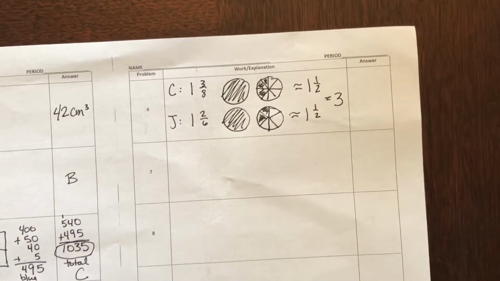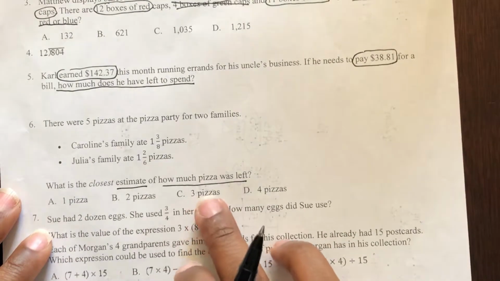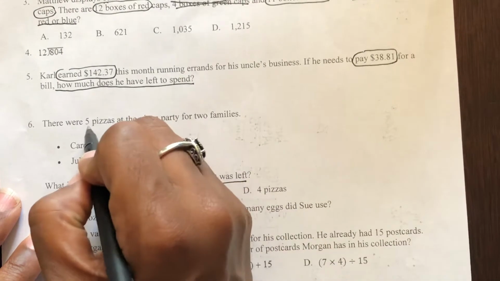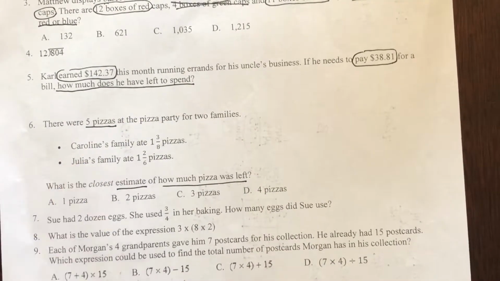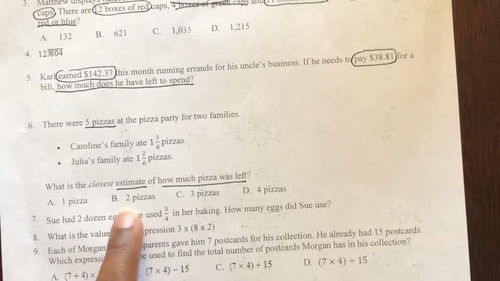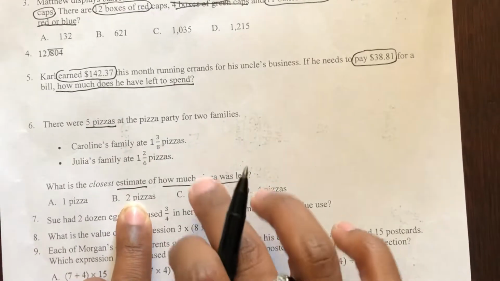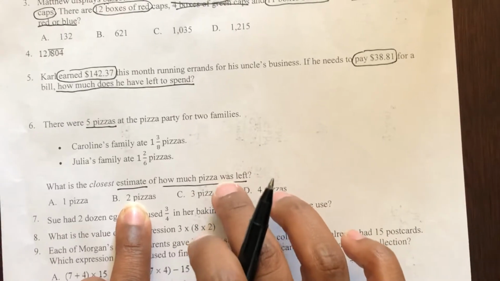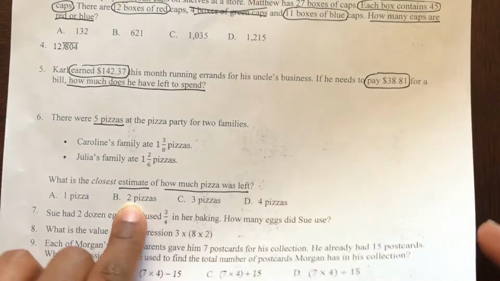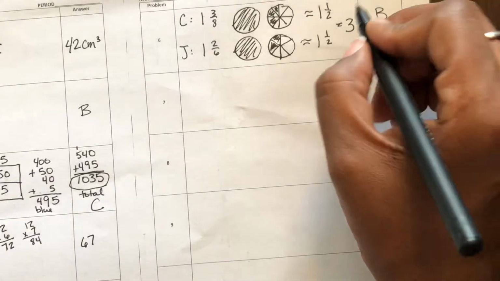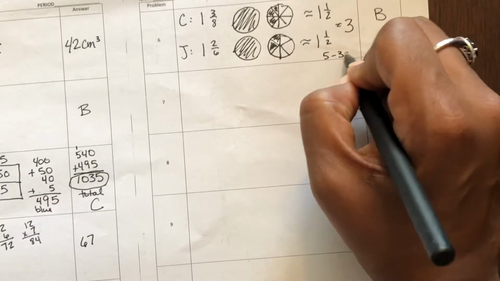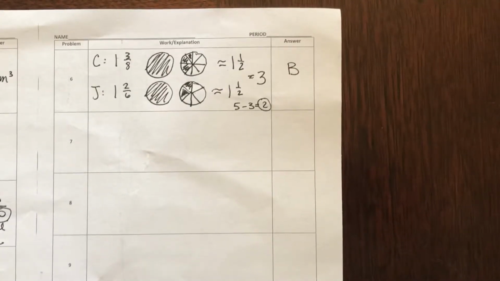But the question didn't ask how many they ate. The question asked about how much pizza was left. And we have to remember we started with 5. So if we started with 5 and then the 2 families ate about 3 pizzas, that means we have 2 pizzas left. So be very careful to make sure that you only answer the question about what was left. So the answer to this one is B, that they had 2 pizzas left, because 5 minus 3 equals 2. All right, so now let's go to question number 7.